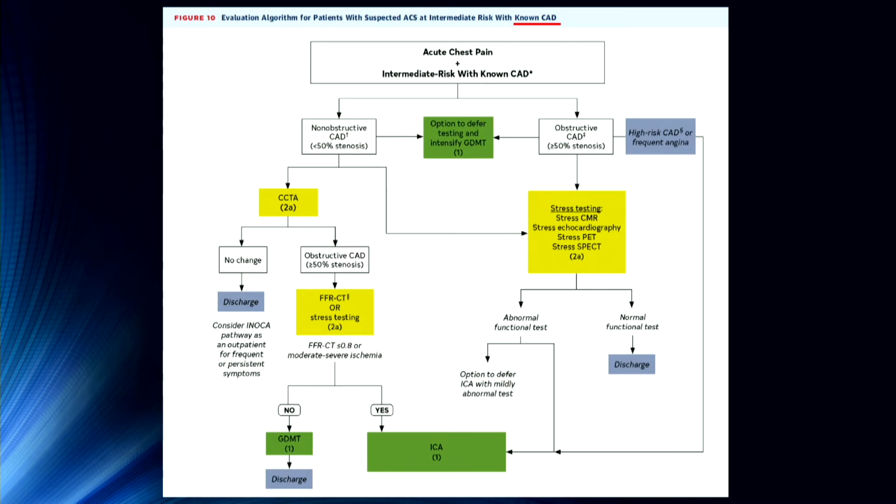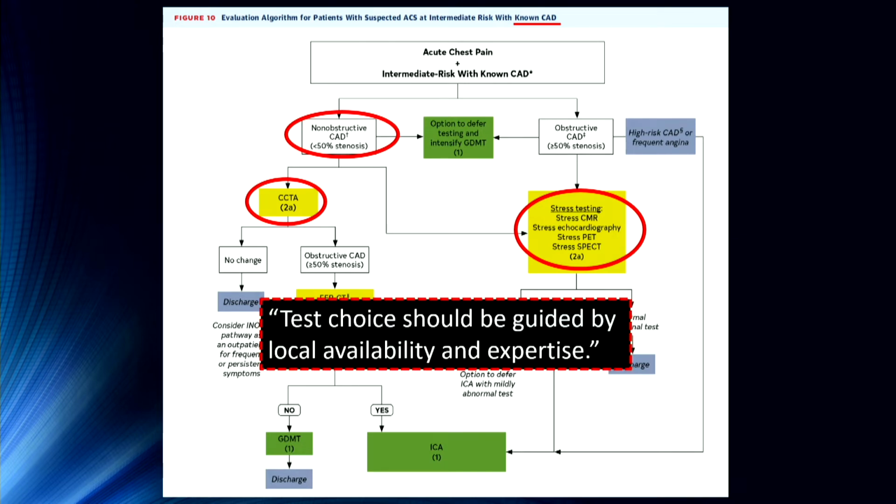Now, how about if you have someone who has known coronary disease? If you walk through the pathway here, if they have known non-obstructive disease, less than 50% stenosis, you have an option to use cardiac CT, or you can use a functional test and do stress testing. However, the guidelines do specify that test choice should be guided by local availability and expertise. And what I'm going to show you in the next couple of minutes is how the technology with Aquilion 1 really allows you to scan almost any patient.